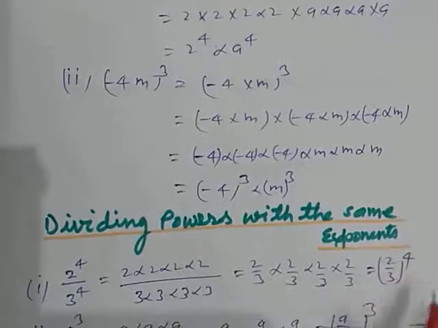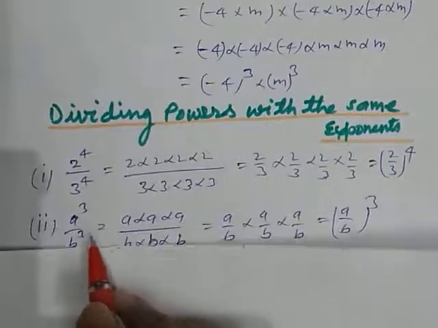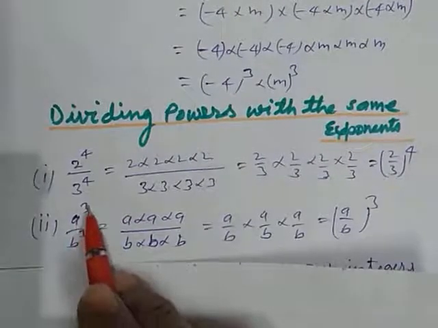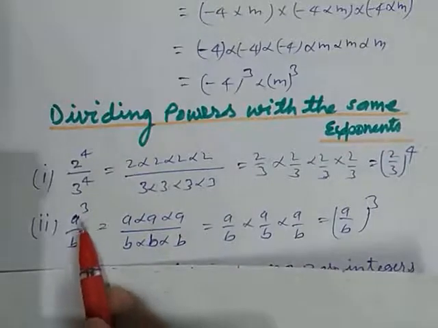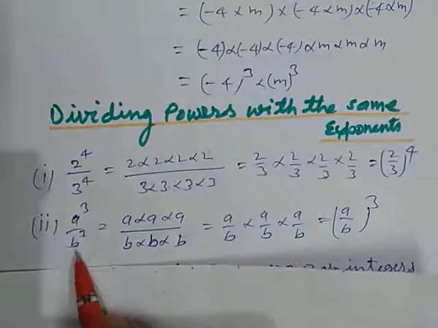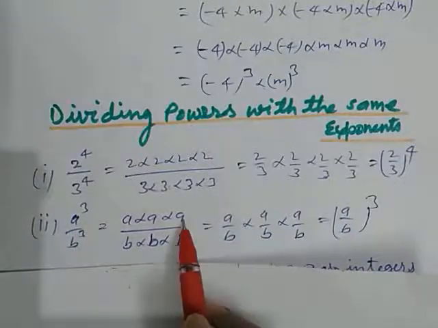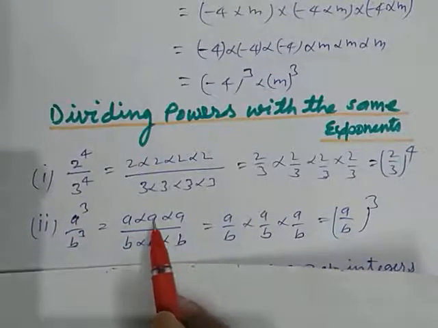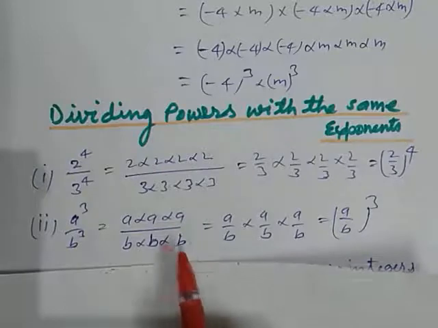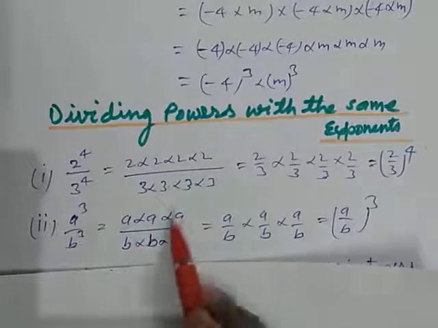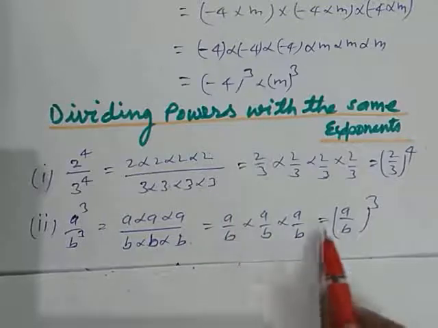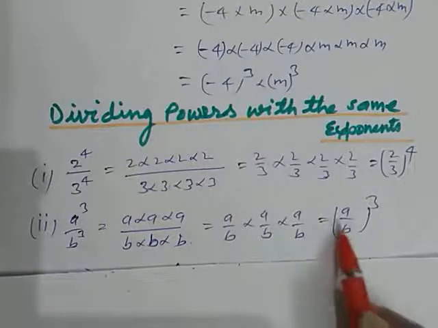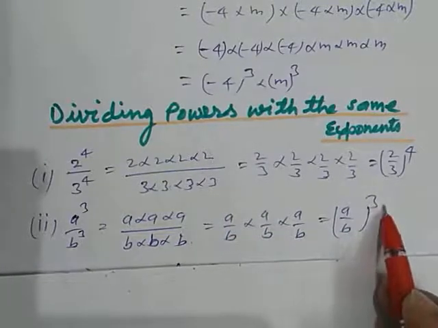Now again we take a second example, a raised to the power 3 upon b raised to the power 3, that is a raised to the power 3 divided by b raised to the power 3. So we can express them in expanded form, a into a into a, b into b into b. Now take one from each. So this is a by b, a by b, a by b in multiplication. So a by b three times, so (a by b) whole power 3.